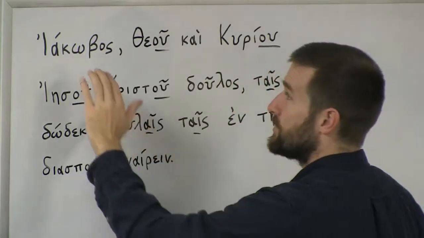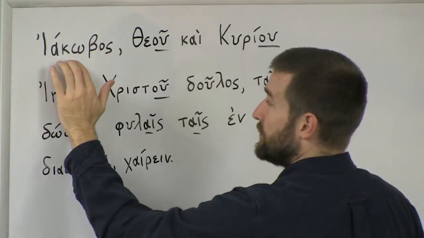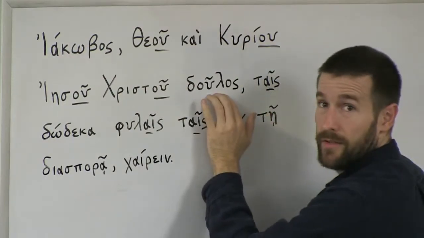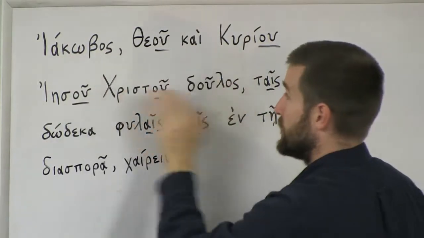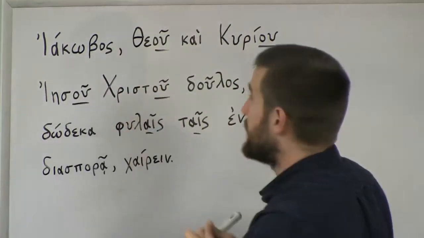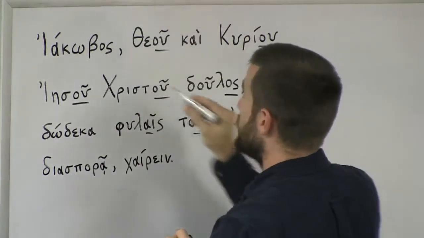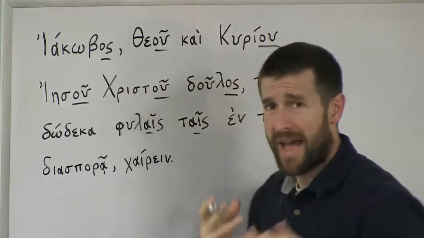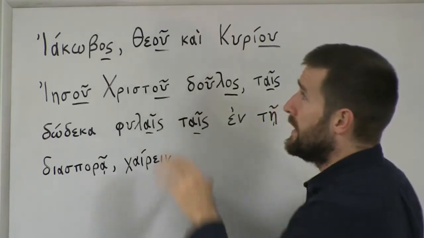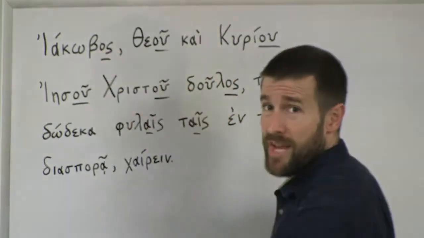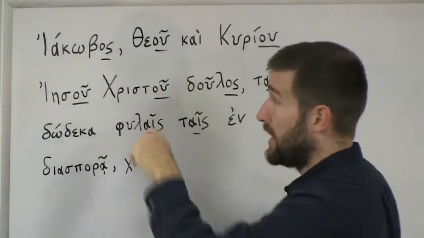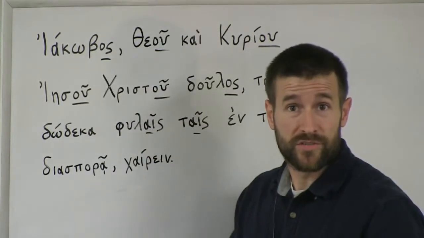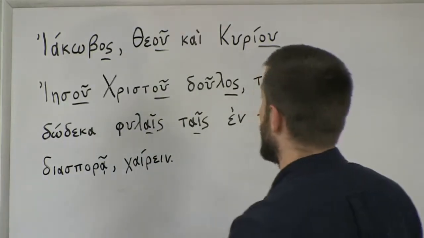We, of course, in English say, James, a servant of God and of the Lord Jesus Christ. So notice this is moved around. But you can notice these os endings here, that masculine nominative case ending. This is a restatement of who James is. He's James, comma, a servant of God and of the Lord Jesus Christ. He's saying who he is.